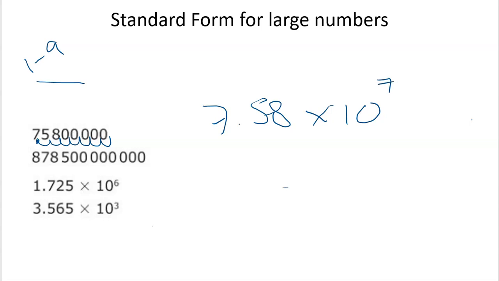And likewise, this one, we put the decimal point after the first digit. So it's 8.785 times 10, and then we need to count them up. And often what they'll do is they'll group things in threes, so it's easier to count. So you can see 3 and then there's a little space.